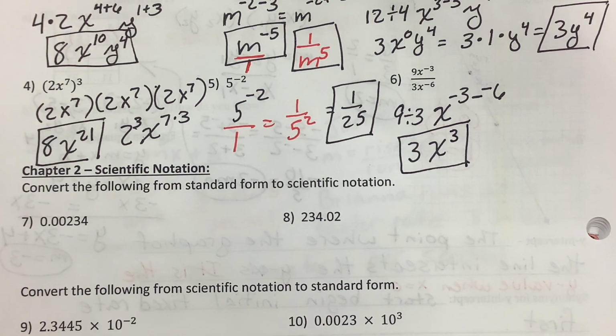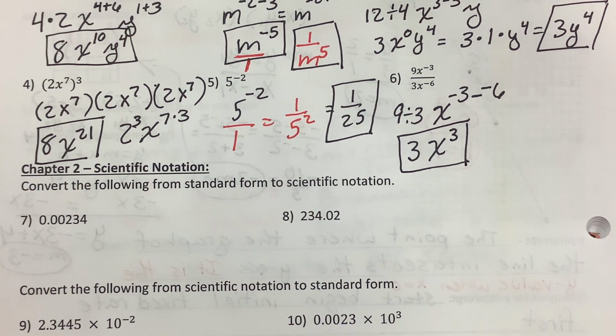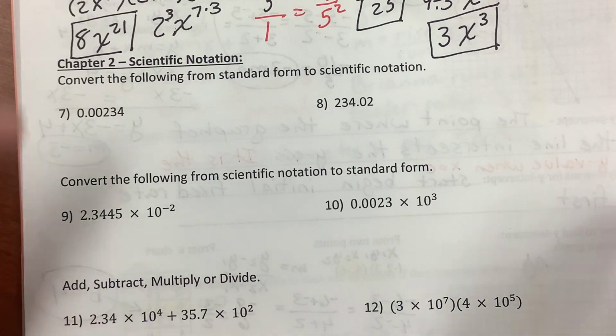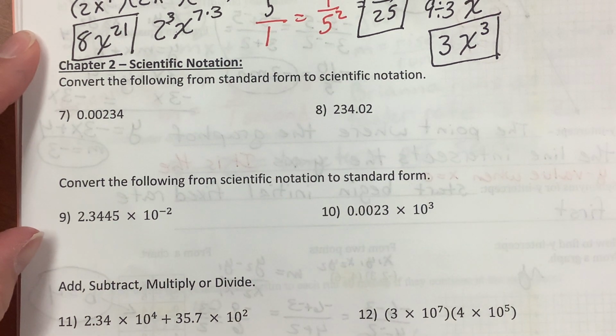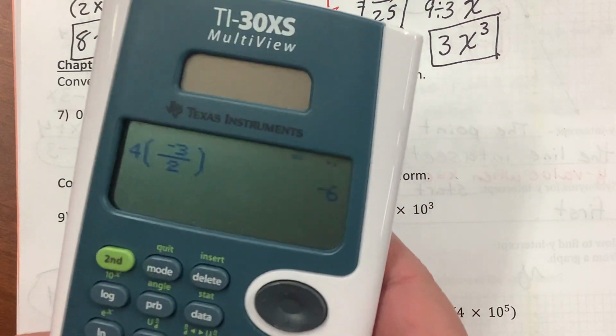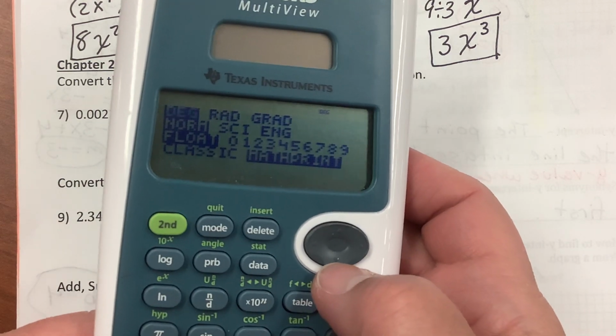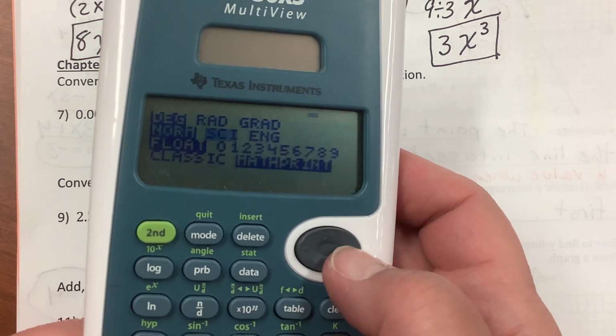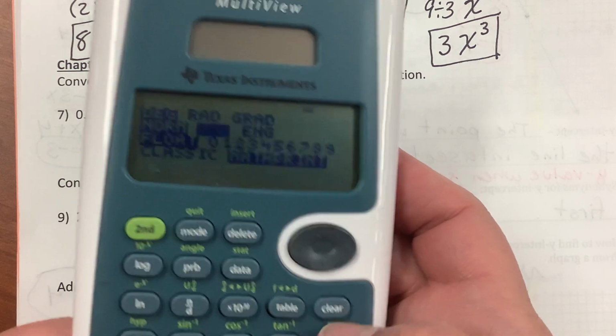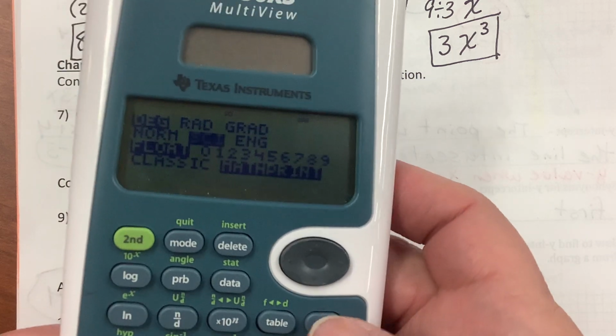The next chapter was supposed to be scientific notation, and I ain't gonna lie, I skipped this chapter because COVID. But you can do all of these problems on your calculator by just putting it in scientific notation mode. So press the mode button, use the arrow keys to get down and over so that the word SCI is flashing. Press enter and clear.